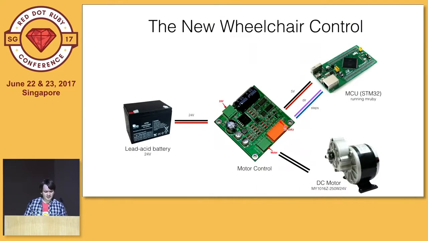The architecture I changed a little bit, so I dropped the whole controller. I actually tried in the beginning to automate the controller, but that didn't work out. So I bought a new controller, and I used an STM32, which is a very small ARM processor. It's not the ARM processor you have in your iPhone. It's something like an ARM Cortex M3, which is very small, very cheap, and very low in power consumption. I put MRuby on that one.